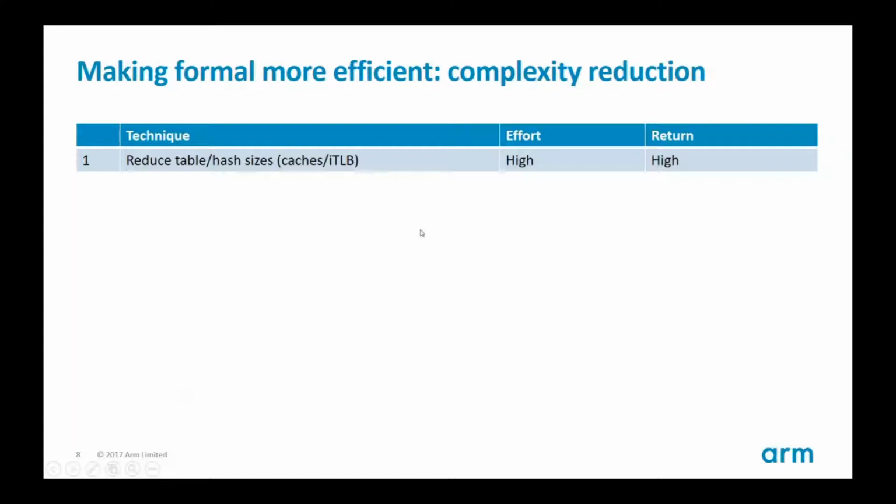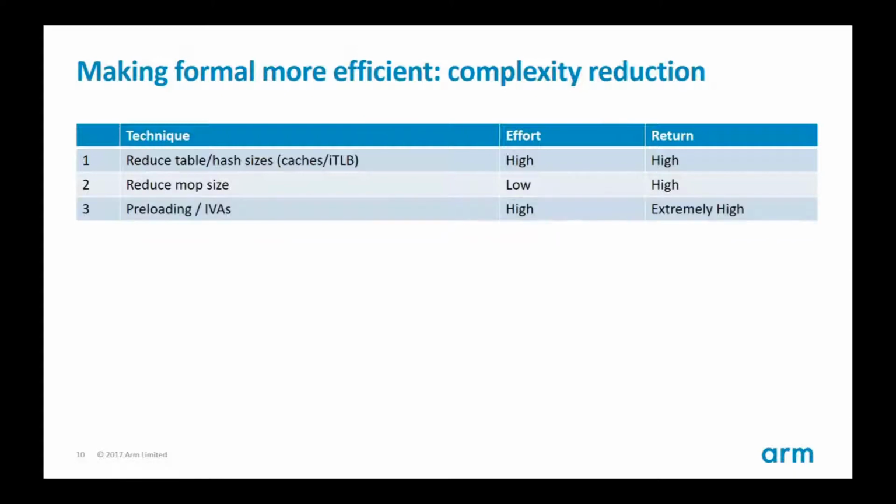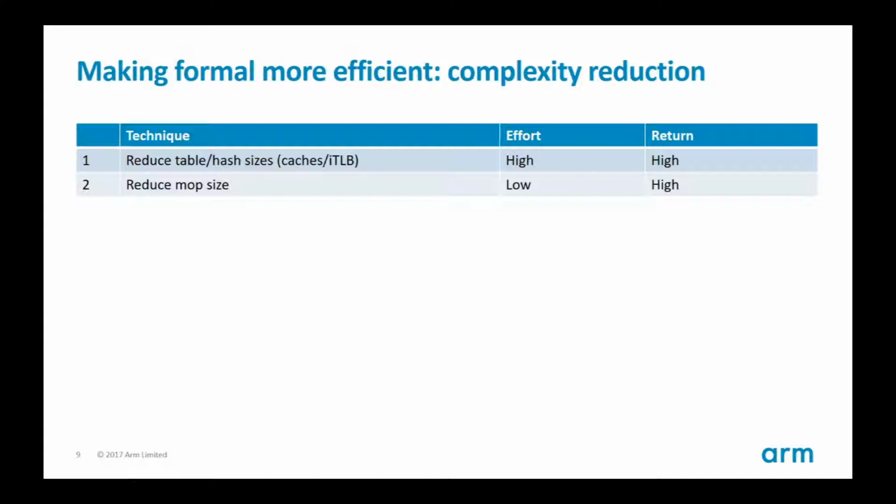So towards that, we made several attempts in the test bench. Key capabilities were added to the test bench to reduce complexity. For example, we reduced the sizes of all the tables or hashes in the design. This includes your caches and ITLB, your TLBs. The actual mop line, the mop in the mop cache, the size of that was reduced because formal did not need to process the entire mop.